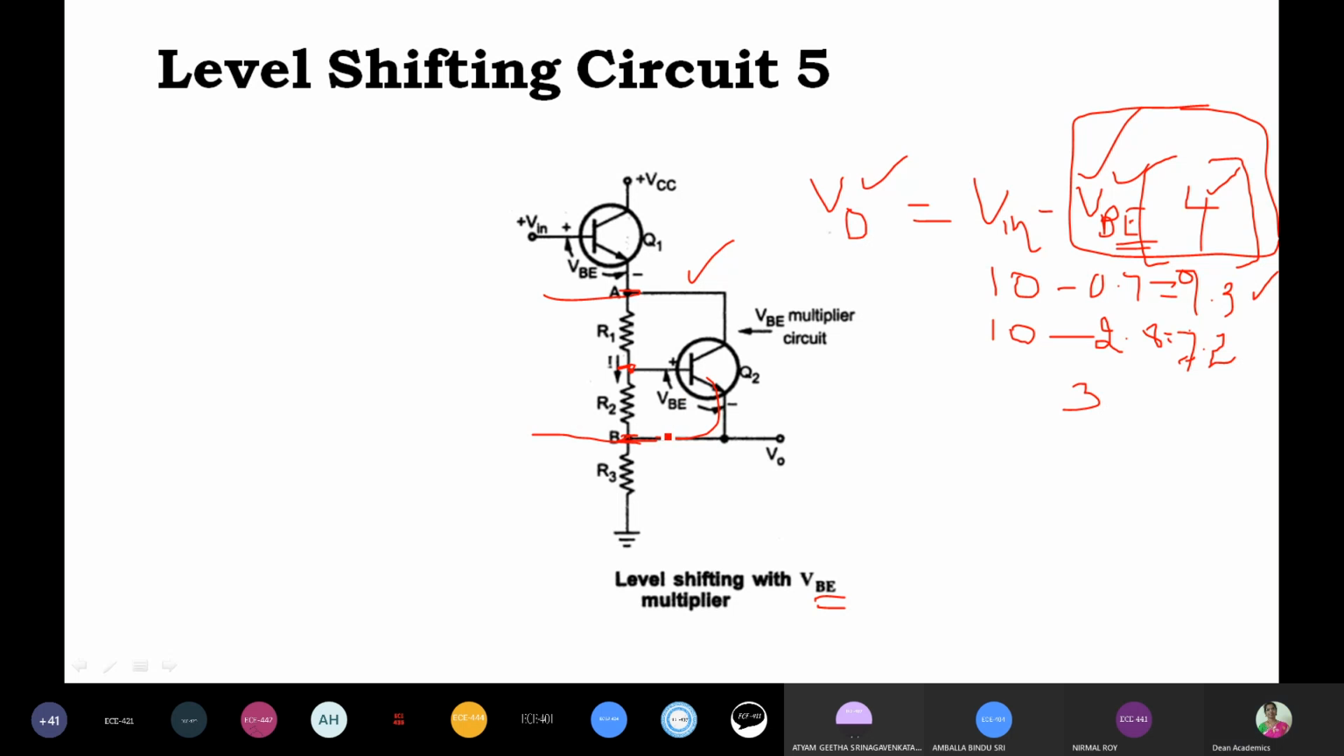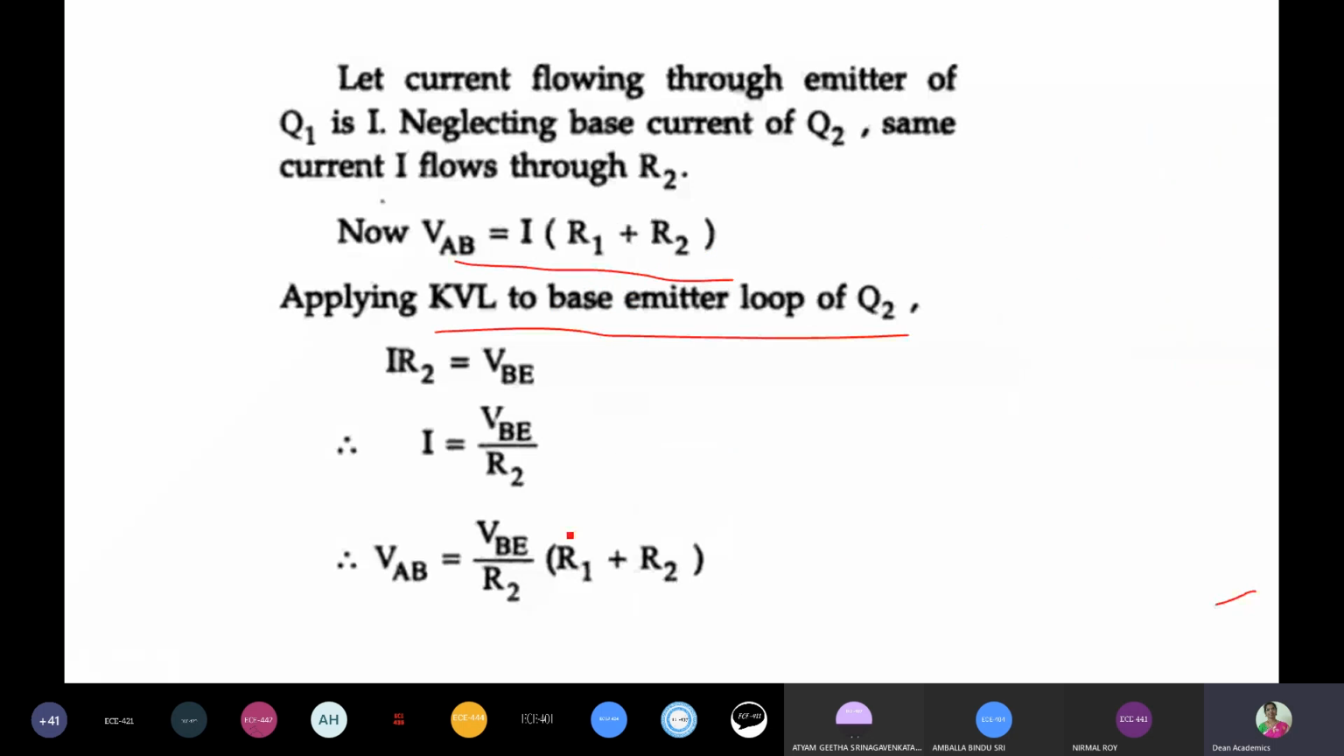Then see, this is current entering the terminal. So I think KVL I need not explain, but this is a minus sign. If we start from here, we'll stop here. So minus IR2 plus VBE is equal to 0. So that means IR2 is equal to VBE, and then I is equal to VBE by R2.